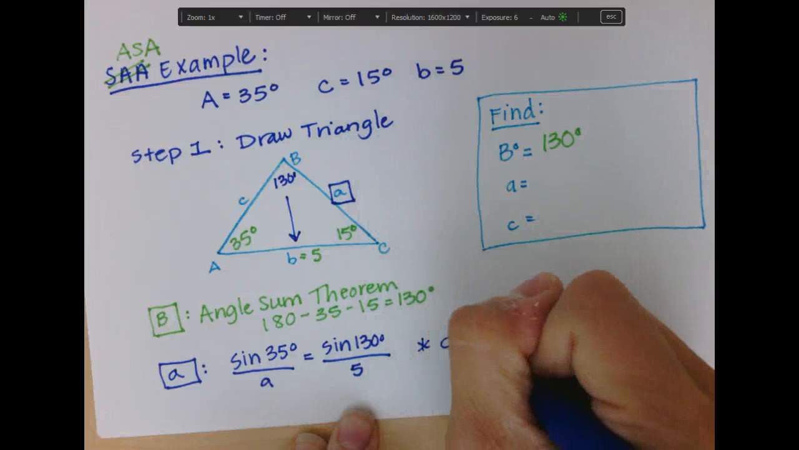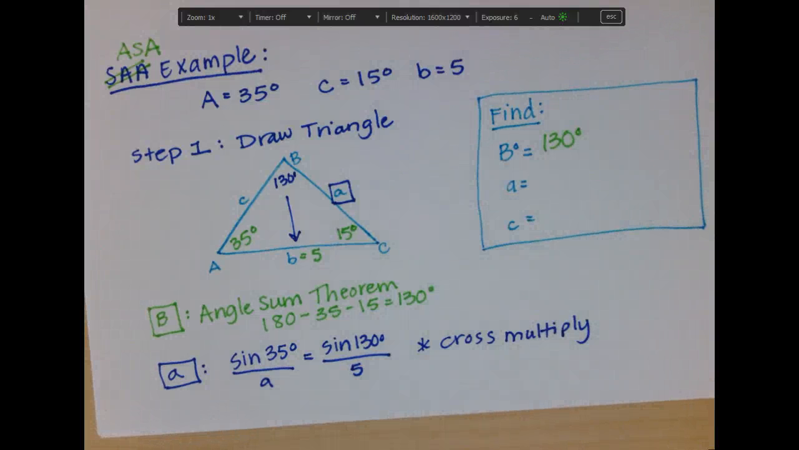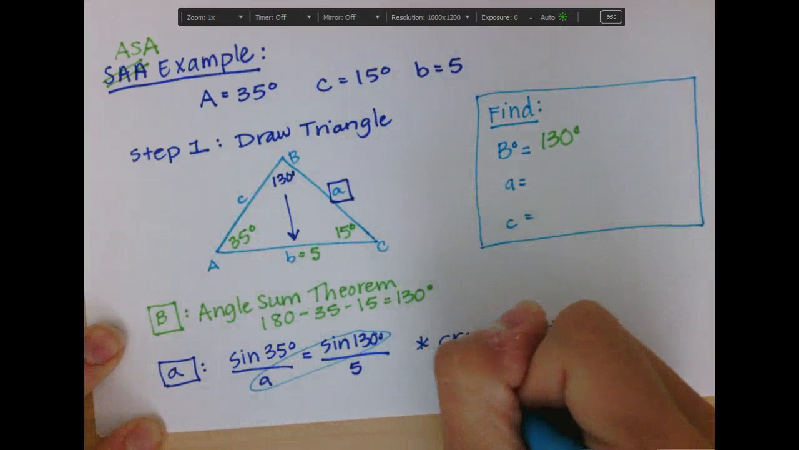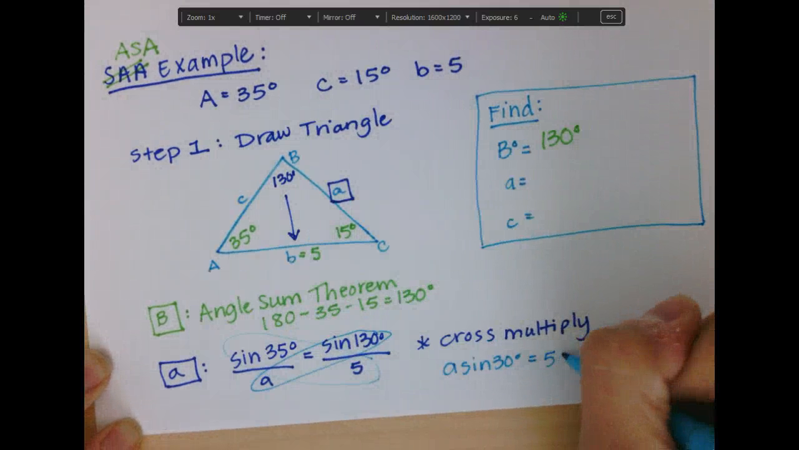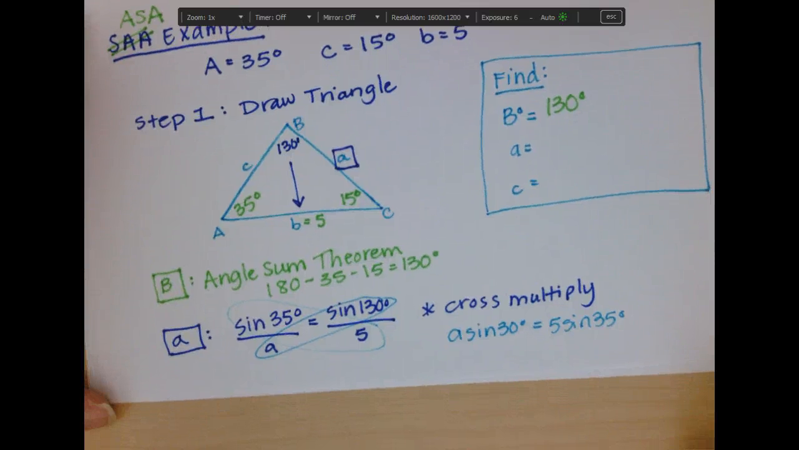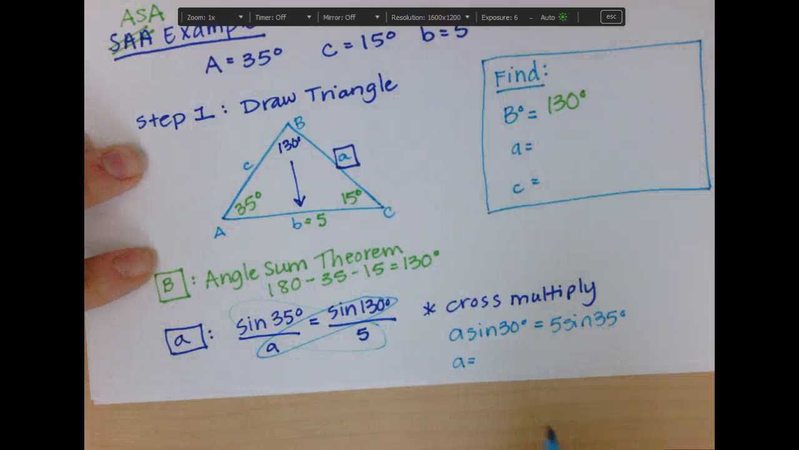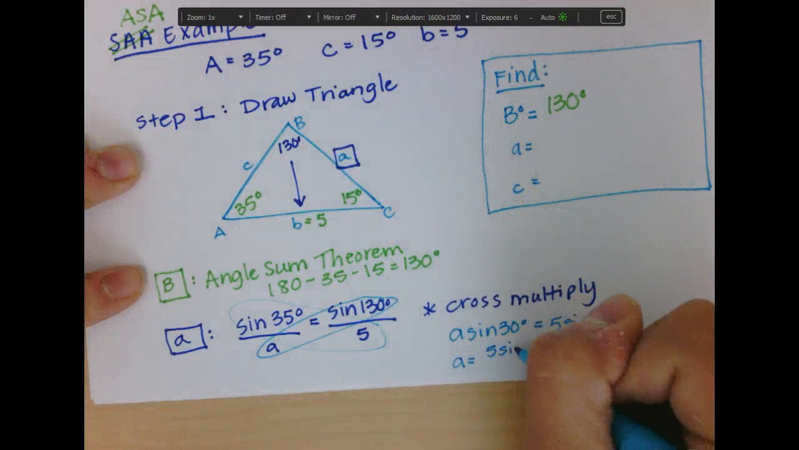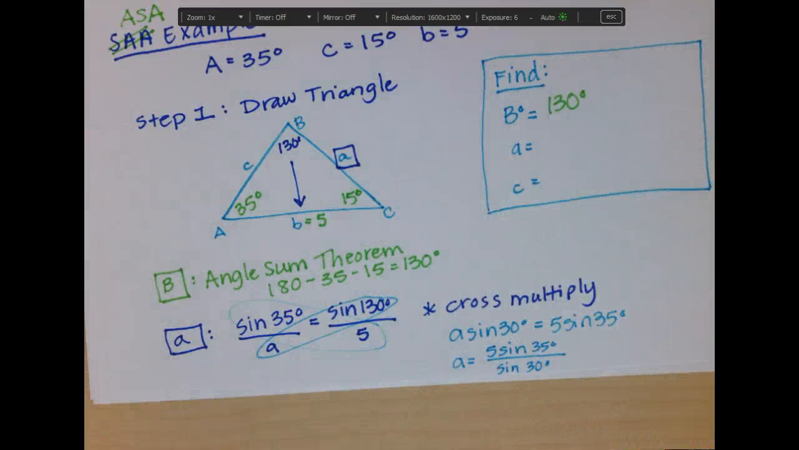Alright, so hopefully you remember how to solve proportions. We cross multiply in order to do that. So I'm going to multiply A times the sine of 130, and I'm going to write that out, and then I'm going to multiply 5 times the sine of 35, and I'm going to write that out. I am going to use my calculator for all of these problems in this section. I'm just not going to pull it out just yet. I'm going to hold off until I isolate my A. So in order to isolate A, I need to divide both sides by the sine of 130. So on the right side, I'll have 5 times the sine of 35, all divided by the sine of 130. And with that, I've isolated my A variable.